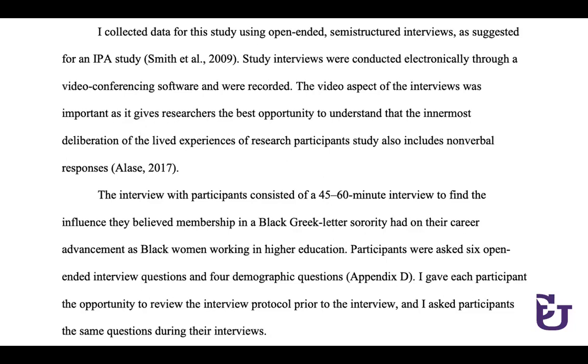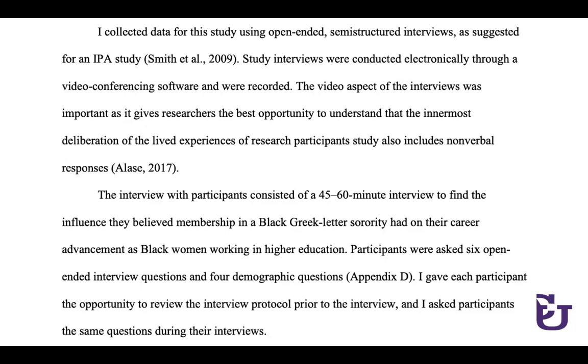And you'll see that there's a justification for that choice. The video aspect of the interviews was important as it gives the researchers the best opportunity to understand the innermost deliberation of the lived experiences of research participants; the study also includes nonverbal responses. So why are they using video instead of just doing an audio-only or phone interview? Because they were looking at nonverbal responses like body language or facial expressions. So if you say something and then they make a face and then they collect themselves and give a very polite response, that tells you something in addition to the words that are being said. So they have a justification for why they were specifically using video.